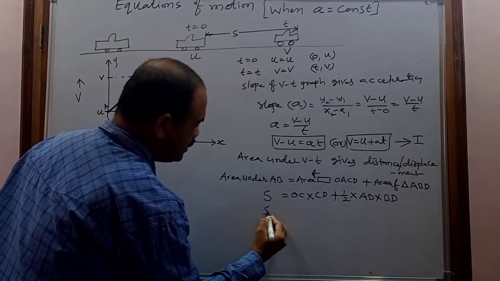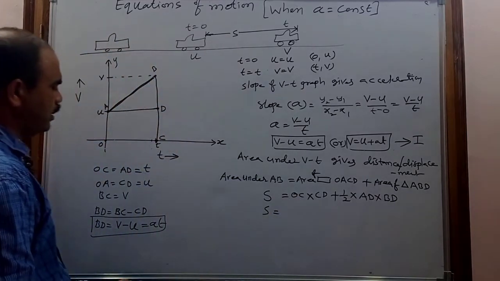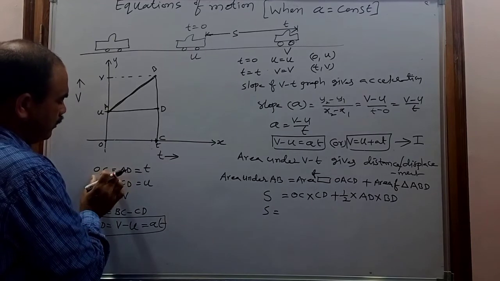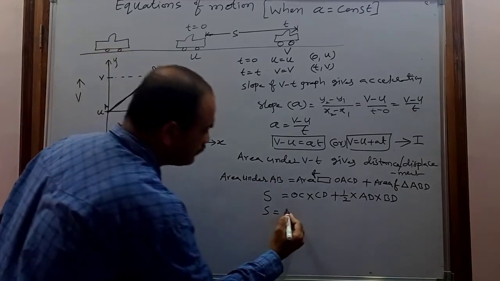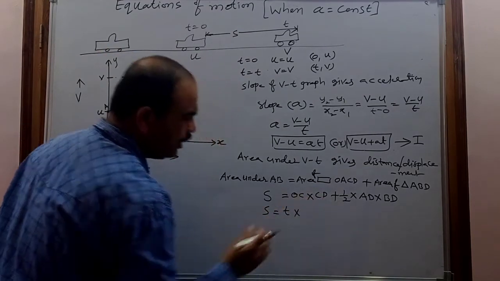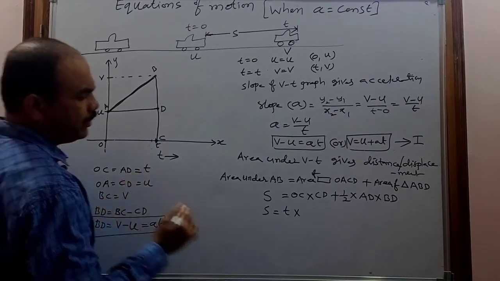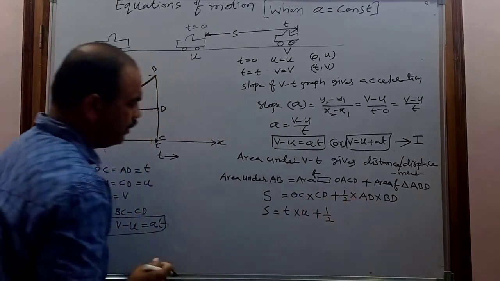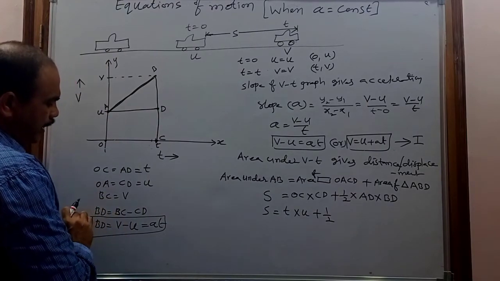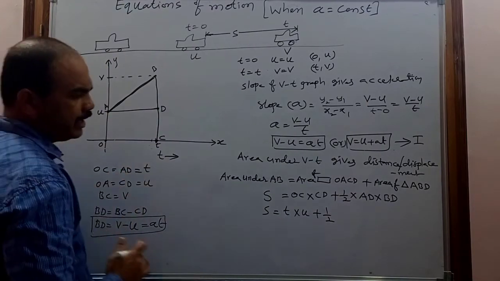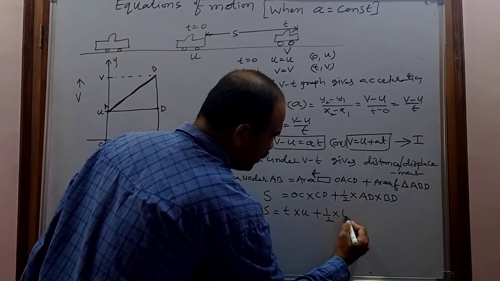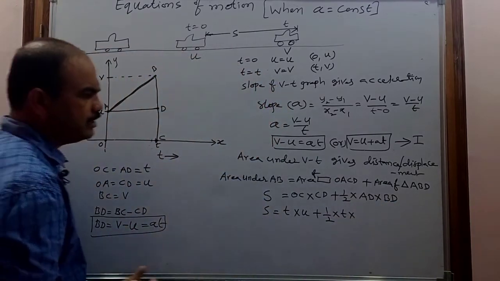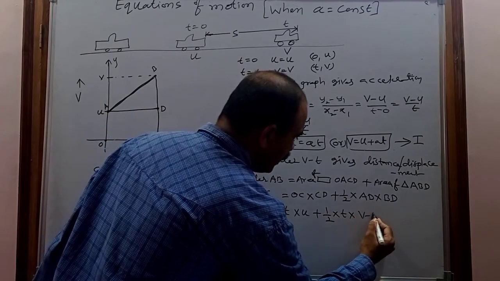So S equals OC. What is OC? OC is nothing but the time, T, into CD. What is CD? CD is nothing but U. Plus 1 by 2 into AD. AD is again the time taken, T. Next, BD is nothing but V minus U.